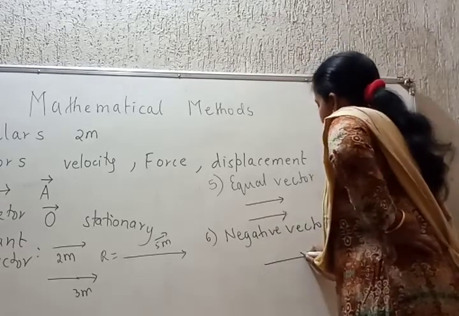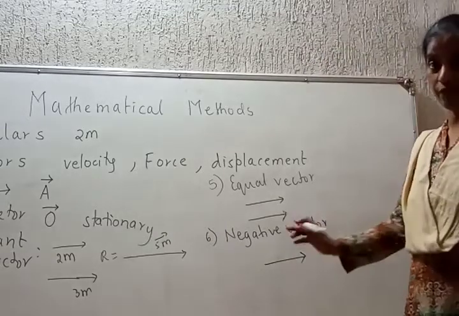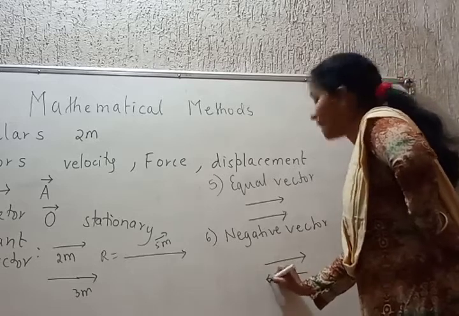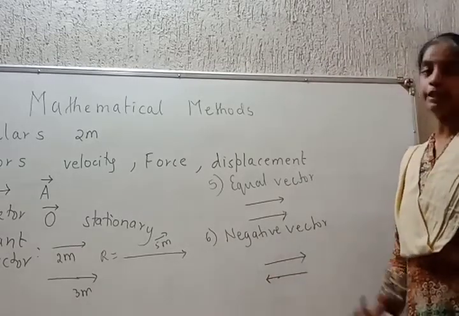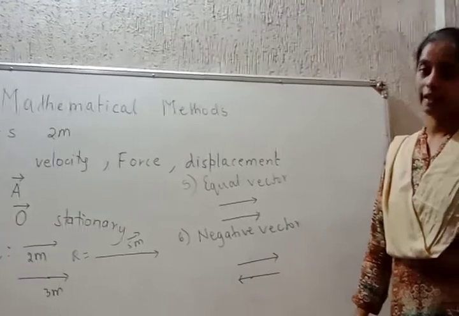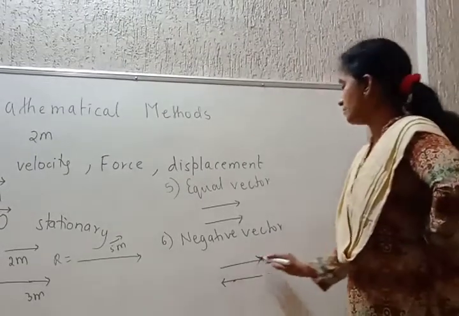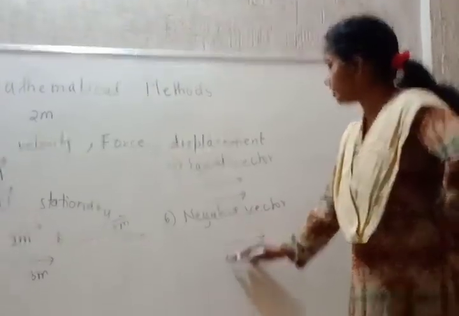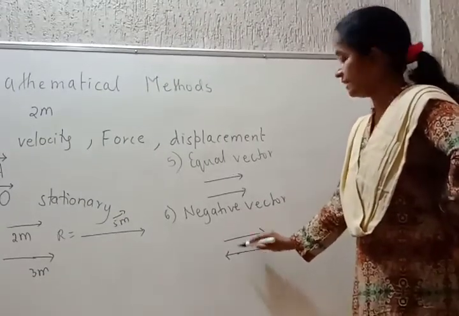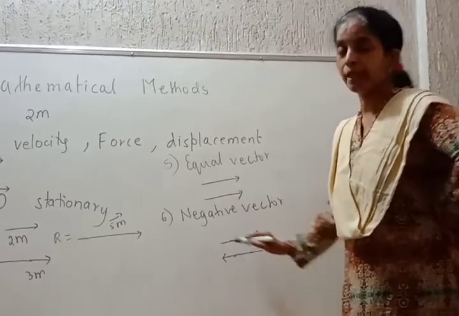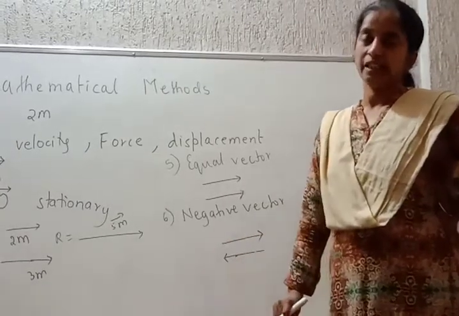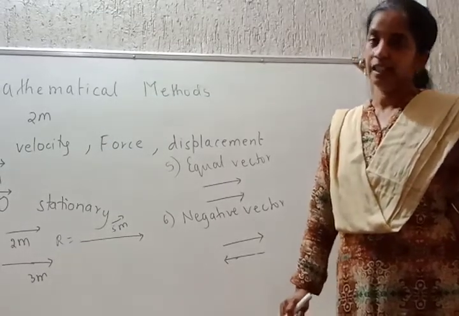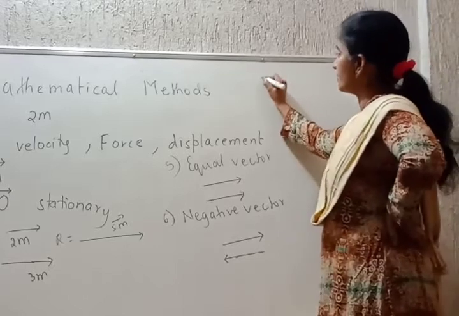Next, negative vector. समजा this is a given vector. Negative vector of the given vector is that vector which has the same magnitude but opposite direction. I'll repeat. समजा this is a given vector. What is negative vector? Negative vector of that given vector is a vector whose magnitude is same but direction is opposite. That is called as a negative vector. Are you okay here?